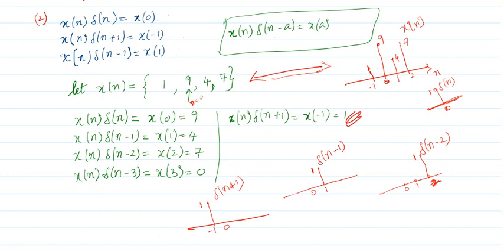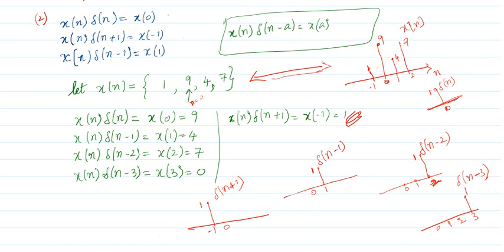N minus 3. What happens? N minus 3 means 0, 1, 2, 3. It is delayed by 3. At 3 it is 1. So this is my delta of n minus 3. If I multiply this, at 3 the impulse is 1, but here there is no signal at 3, so it is 0. Similarly, delta of n plus 1. I have advanced by 1, so instead of 0, the impulse is moved to minus 1. If I multiply, at minus 1 the impulse is 1 and the signal is 1 here. So 1 into 1 is 1.